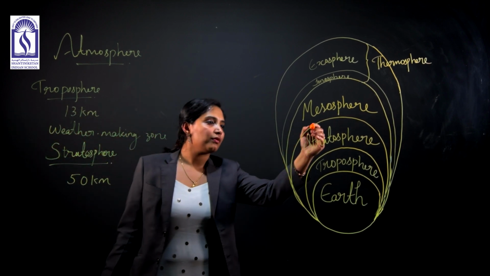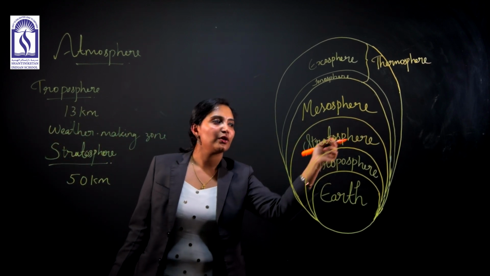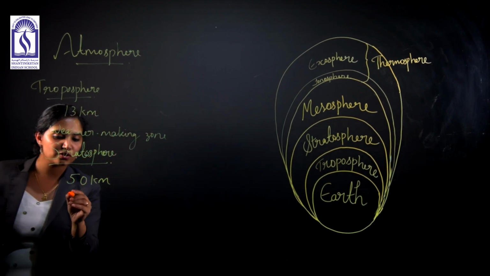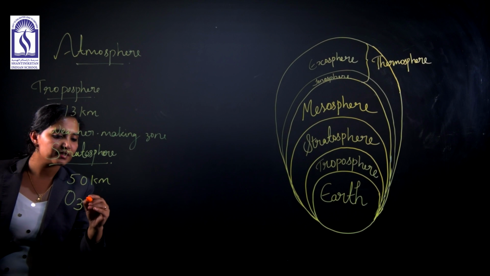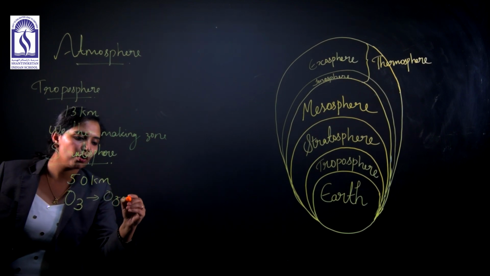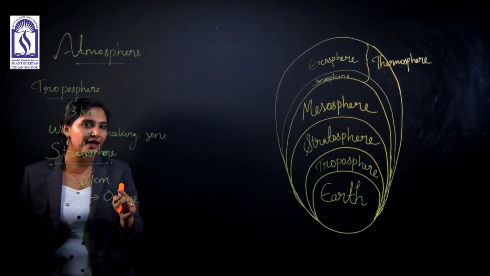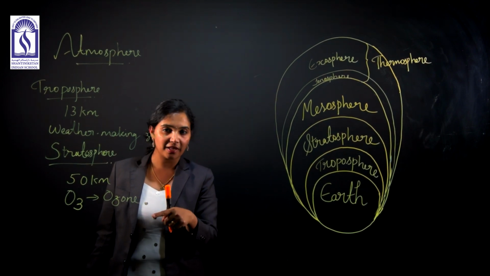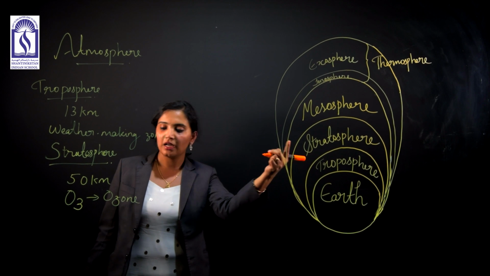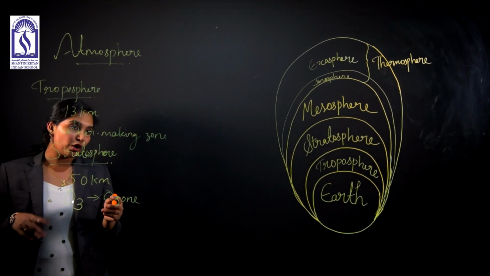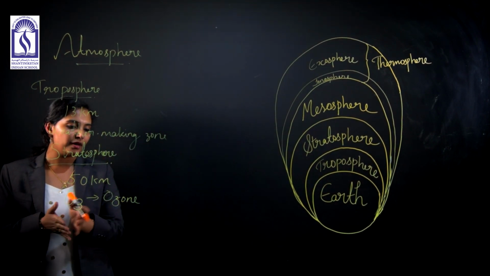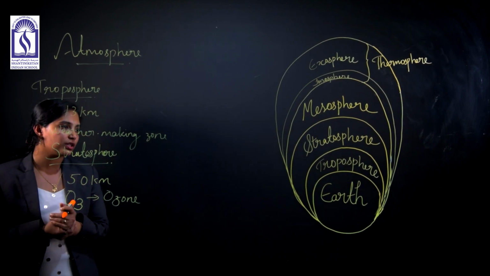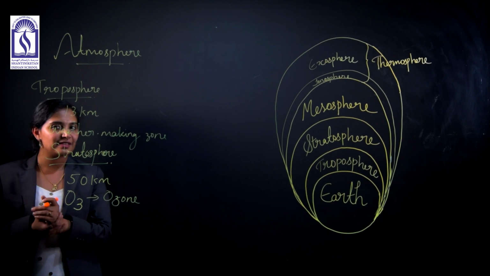And the upper limit of stratosphere is known as stratopause, and there is a thin layer of ozone also present in this layer. As we all know, ozone is a gas which protects us from the UV rays coming from the sun. And there are a lot of problems now. We are talking about ozone and depletion of ozone. One such problem the ozone layer is facing is ozone holes.